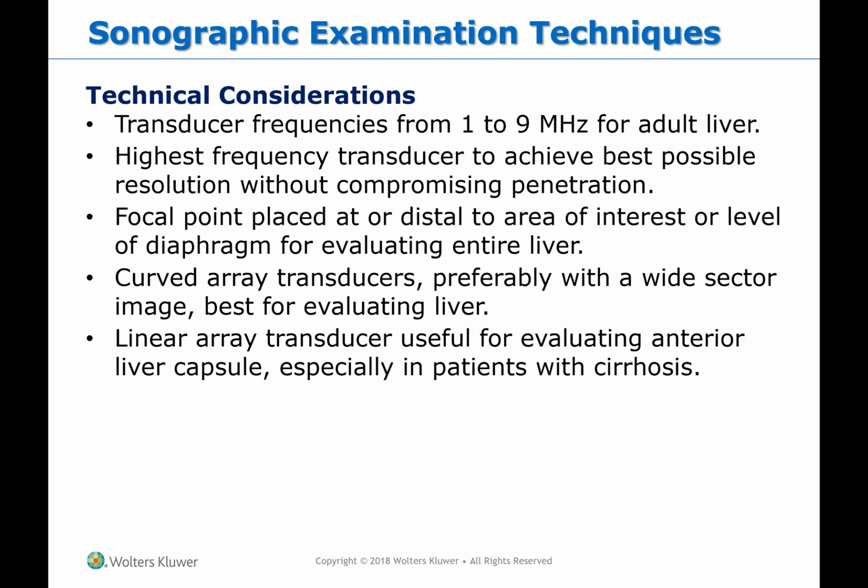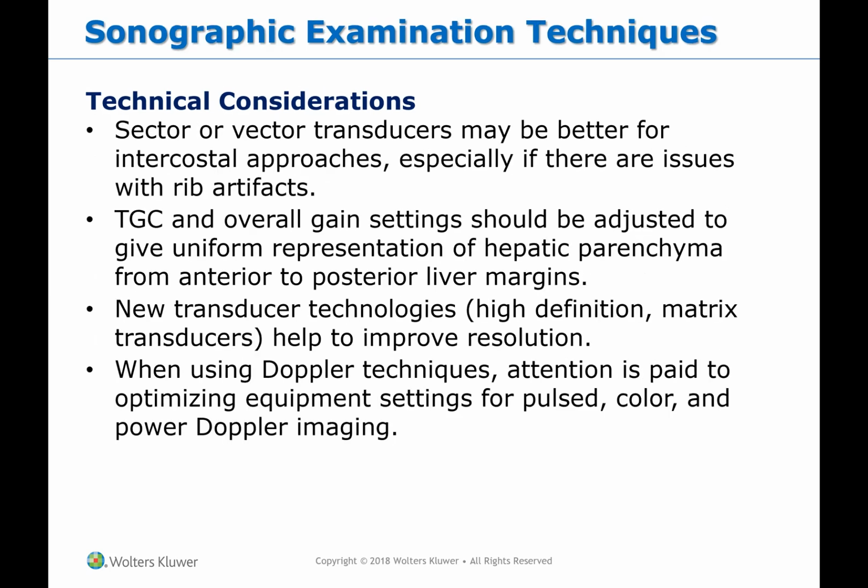We use a transducer frequency from 1 to 9 megahertz, the highest frequency transducer to achieve the best possible resolution. Focal point is going to be kind of low because you want to see the whole entire liver. Use curved array transducers, preferably with a wide sector. Want to make sure that your TGC and overall gain is good, so it's not too bright, not too dark.